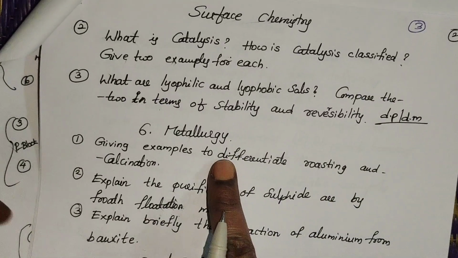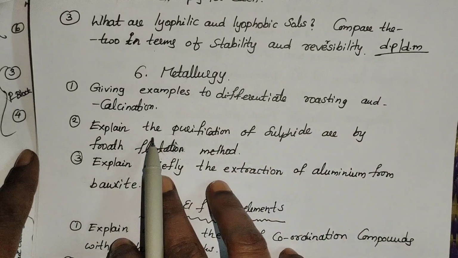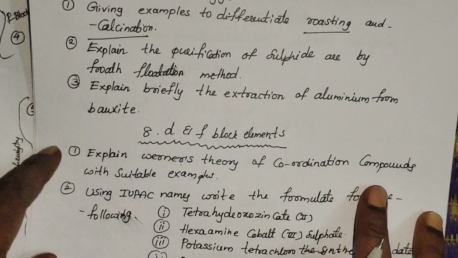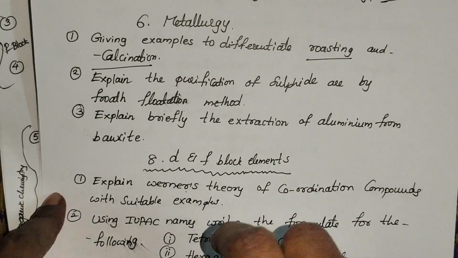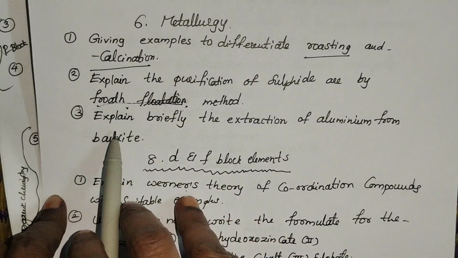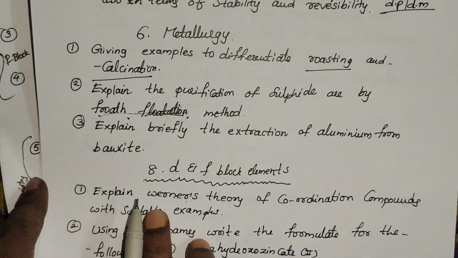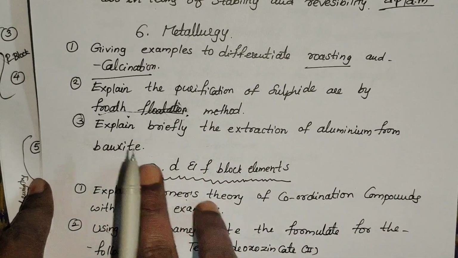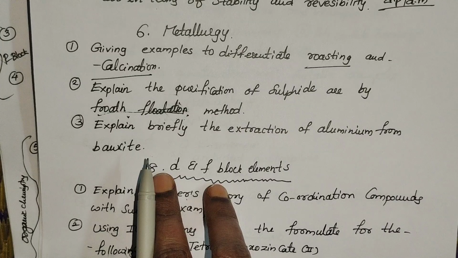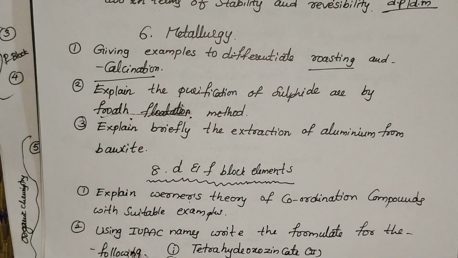Next, the metallurgy topic. From metallurgy we may expect these questions. Differentiate roasting and calcination, giving examples. Simply explain what roasting is and what calcination is. Next, froth flotation, a well-known and very important question, that sulfide ore concentration technique. Next, explain briefly the extraction of aluminum from bauxite. These are the 3 questions we may expect. If you want to learn more, you may learn copper extraction. So these are the 4 questions, and remaining questions we may expect from these VSAQs.